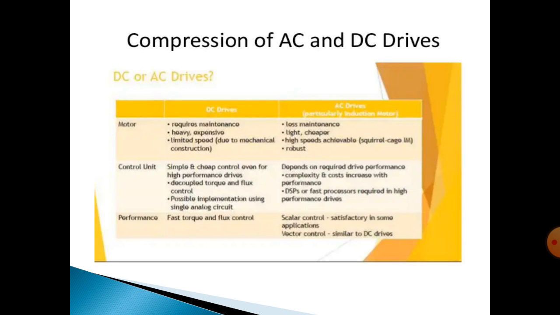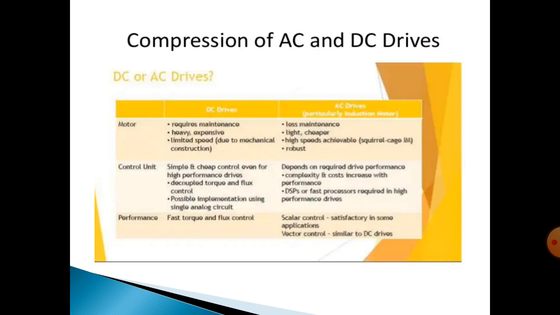And next, there are two different basic types of drives, AC and DC drives. These are the main differences between AC and DC. In a DC drive, the power circuit and control circuit are very simple and inexpensive. But in an AC drive, the power and control circuits are complex. As I already told, a DC drive requires frequent maintenance, but an AC drive has less maintenance.